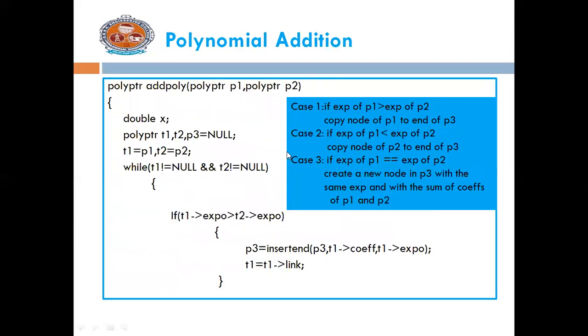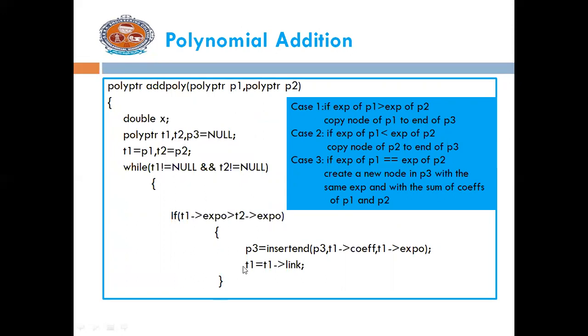Now we will see how to implement the polynomial addition with the C code. So here the addpoly function takes two parameters as two polynomials, adds the polynomials and returns the result as the sum of polynomials. So here see the statement, take three temporary pointers T1, T2 and P3, initialize P3 with null and assign the values of P1, P2 to T1, T2 respectively.